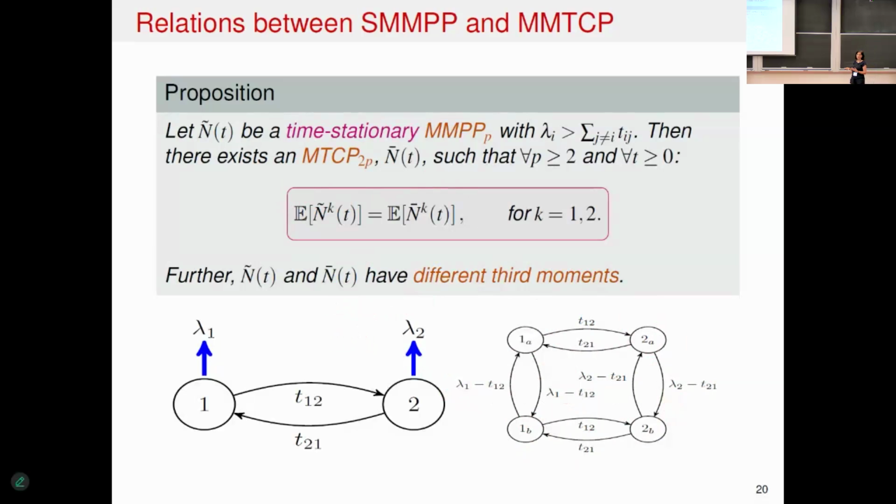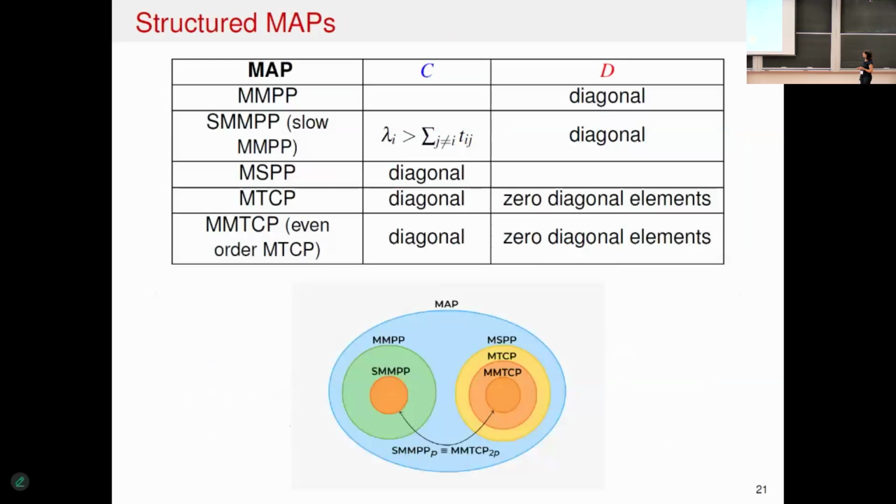This is the part where Sophie helped. I had the proof for the case of 2 phases, and I wanted to extend it to the general case of P. Sophie helped with part of the calculations.